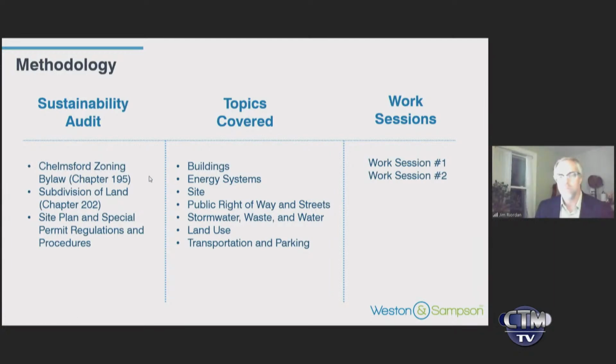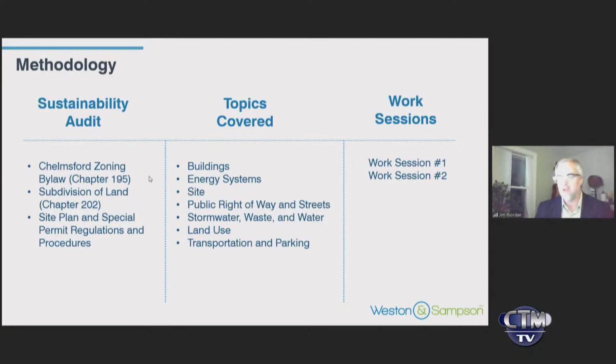On the next slide, this talks a little bit about our methodology for the sustainability audit. We looked at 3 key bodies of regulatory language. Those are the Chelmsford zoning bylaw, subdivision and land, so that's chapter 202, and then the site plan and specialized permit regulations and procedures.